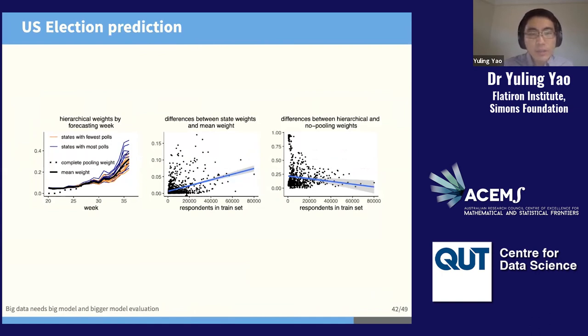And we can also look at the relation between the partial pooling effect and the training sample size. It's evident that the more training data you have in that state, the less pooling effect there will be, and vice versa. So if you have a lot of data, then hierarchical stacking is close to the complete pooling stacking, no pooling stacking result. And if you have a small state, then the model weight in that state is largely determined by other states. And that's some type of stabilization.